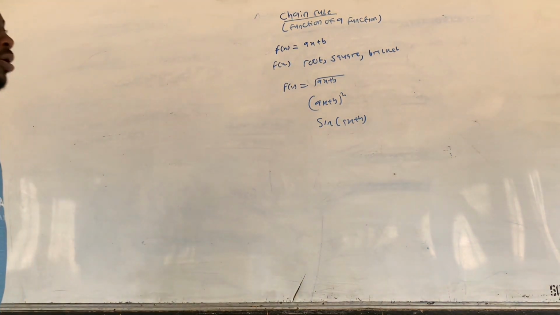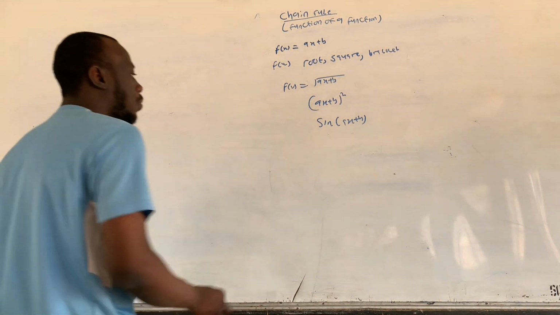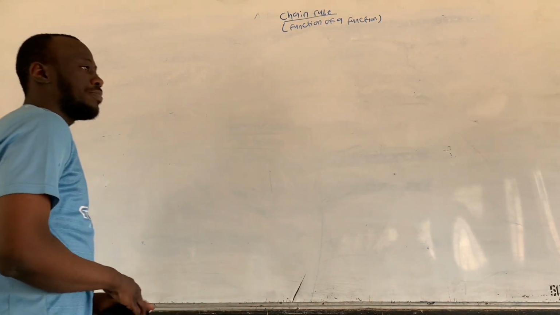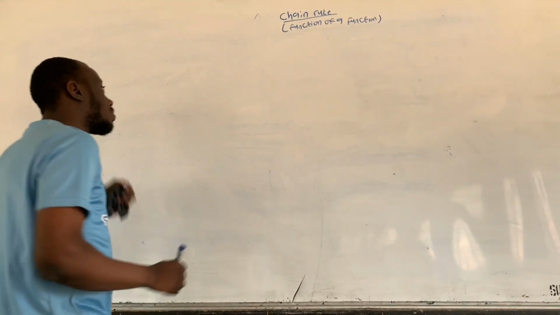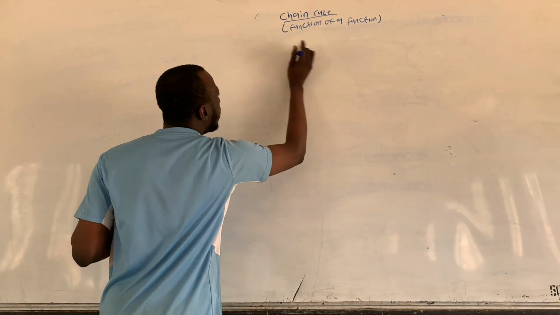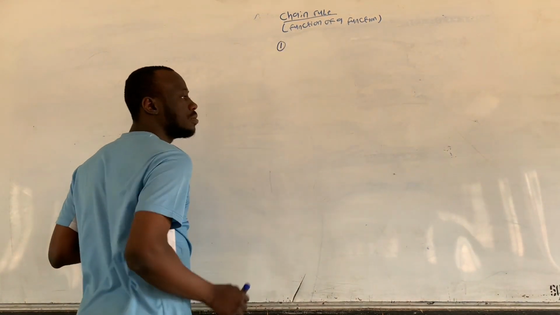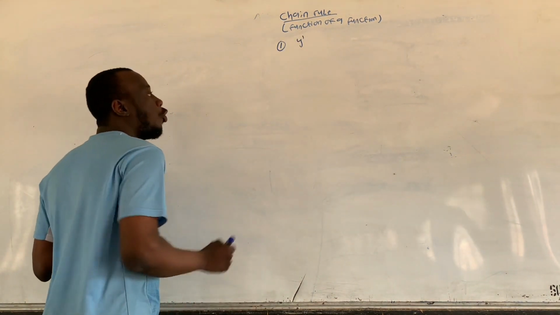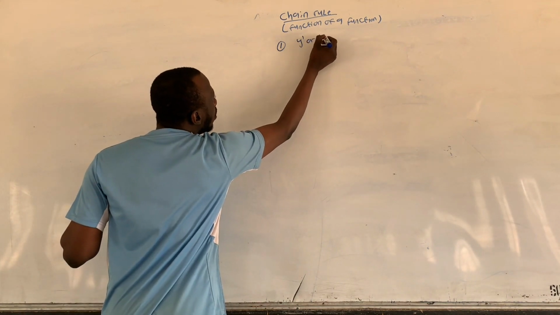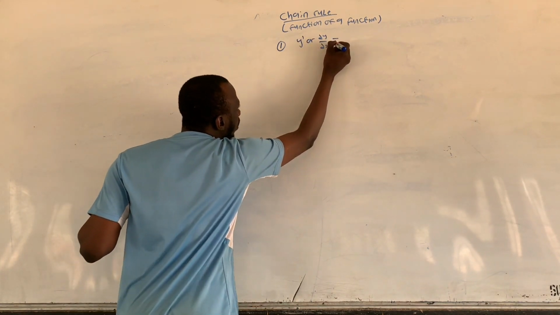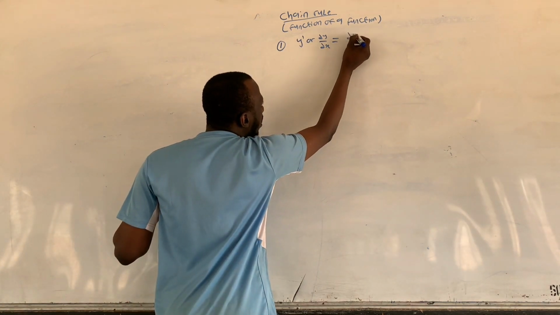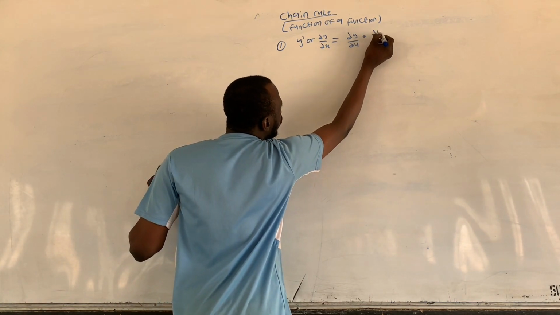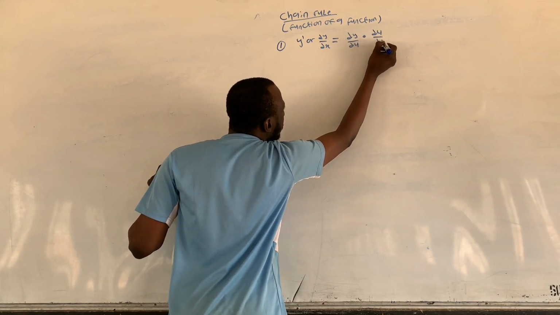So this chain rule can be solved when following the following steps. Now, the first thing, to solve this, we use the formula that says y prime, or dy all over dx, is equal to what? dy all over du multiplied by what? du all over what? dx.